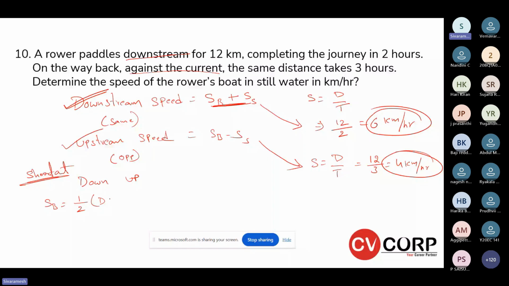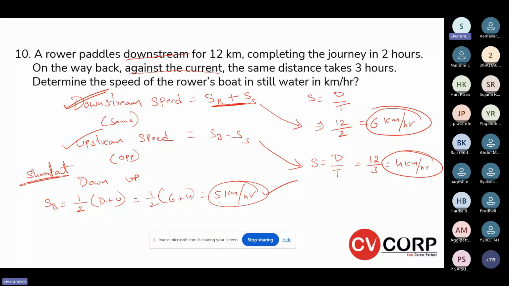half into downstream plus upstream is your answer. So I can directly say that the downstream value is 6, the upstream value is 4. So 6 plus 4 is 10, half of 10 is 5. So I can say that the speed of the boat is 5 kilometers per hour. This is our final answer.